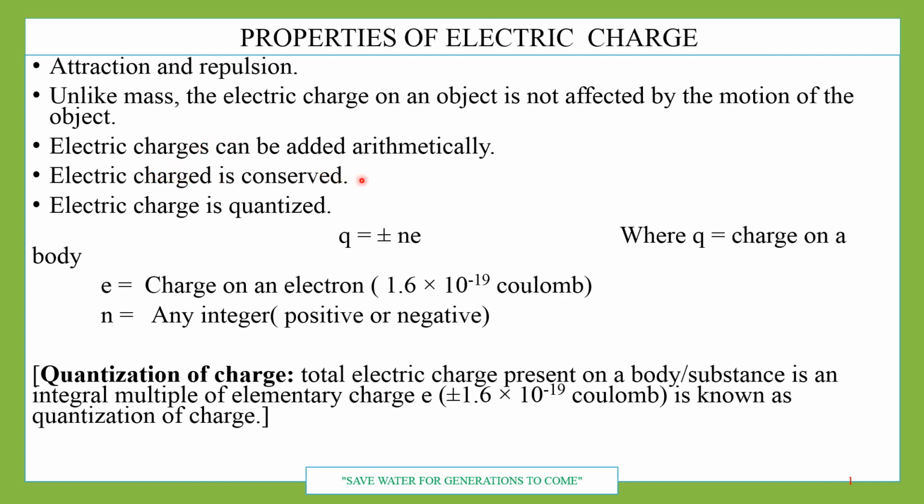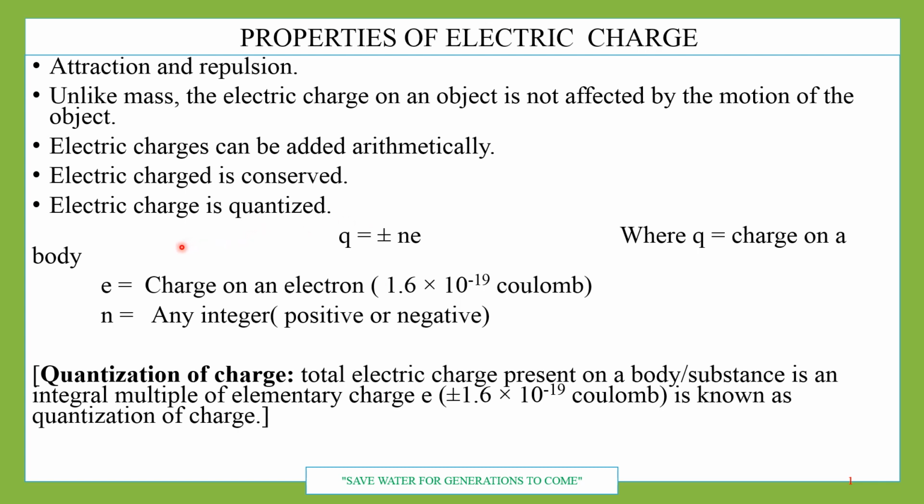Electric charge can be added arithmetically. Using simple arithmetic we can add it. Electric charge is conserved. It can neither be created nor be destroyed, only transferred. It can be transferred from one body to another.